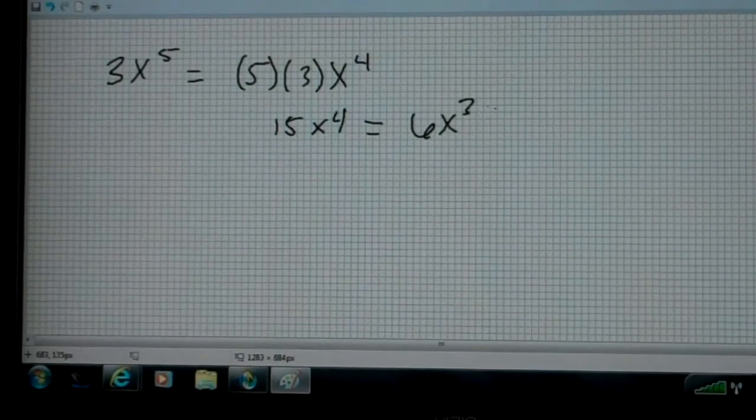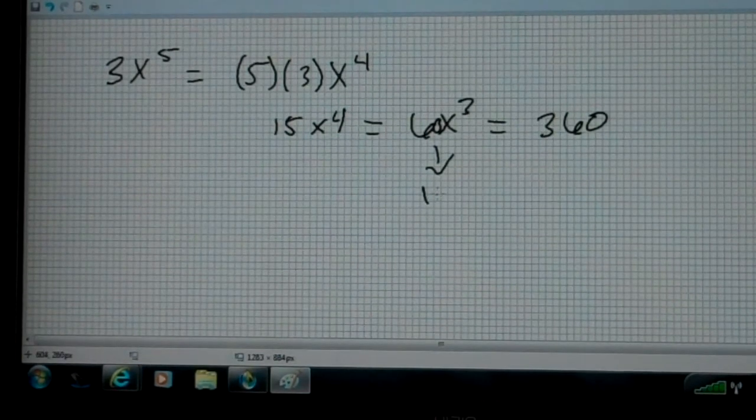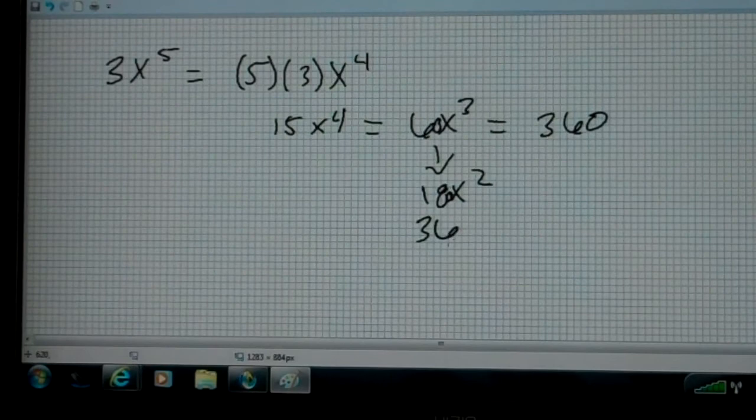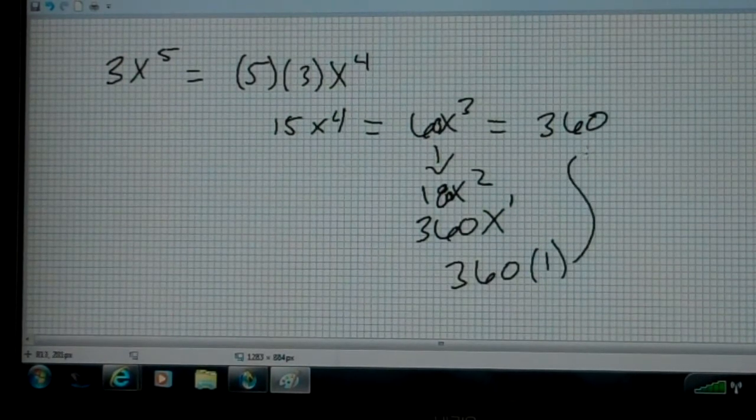And then you can take it all the way down until you have no more x's, which is going to be 360. Because from here you go, oh whoops, that's supposed to be a 60. Then you have 180x squared. Why am I not writing zeros? And then 360x. And then when you just have one exponent, you subtract it, so you have x to the 0, which is 1. So you essentially have 360 times 1, which is 360.